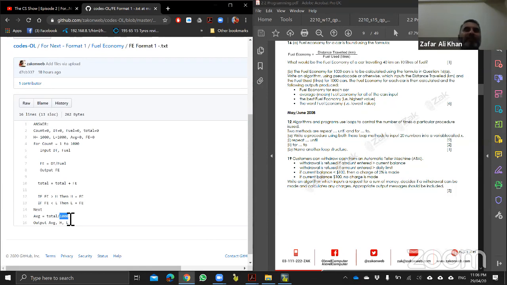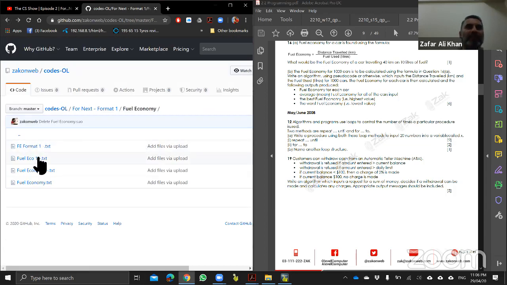All right, and then we will output. They said to output the average first. We have outputted the average first, and then they said to output best, so we have output the highest, and then they said the worst, lowest, so we have output lowest. Now let's see another question on fuel economy.